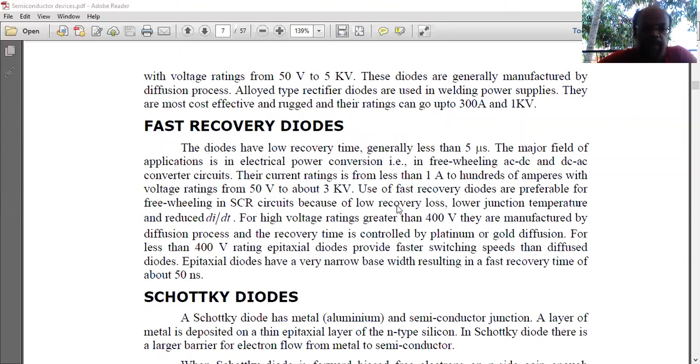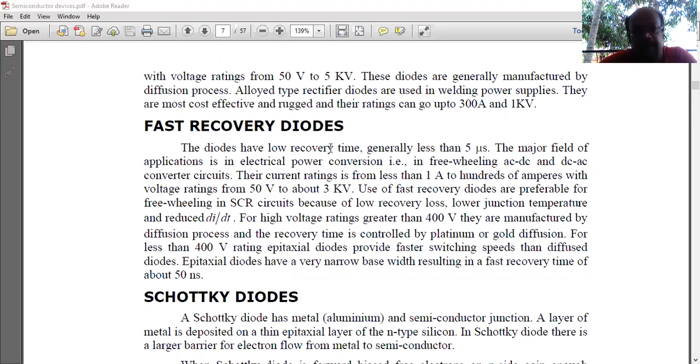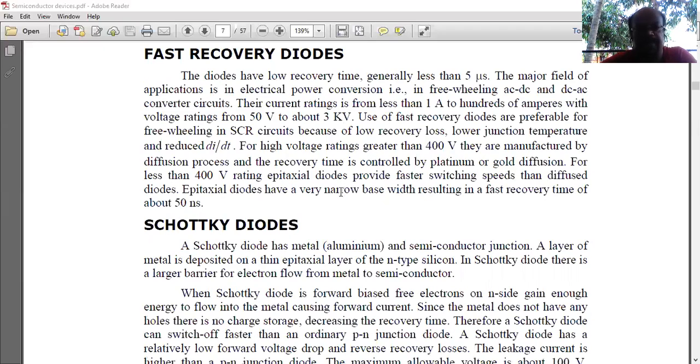So maybe it is asked for 2 marks. That means the diodes have low recovery time, generally less than 5 microseconds. So the reverse recovery time is less than 5 microseconds. The major field of application is electrical power conversion and freewheeling. The voltage ratings are very much suitable for 1 amp to 100 amps, voltage 50 volt to 3 kilovolt. For this type of operation, this reverse recovery is very much suitable.